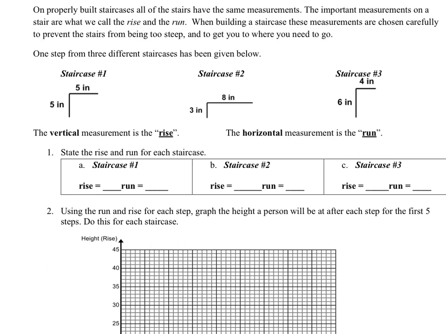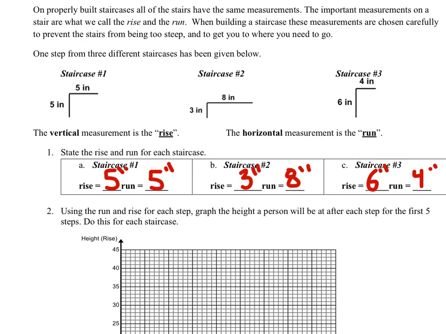State the rise and run for the staircase. So staircase 1, what'd you get? 5, and the run? 5. You could label these in inches if you want, that'd be nice. What about staircase 2, rise? 3-inch. Run? 8-inch. Staircase 3, rise? 6-inch. Run? 4-inch. There we go.